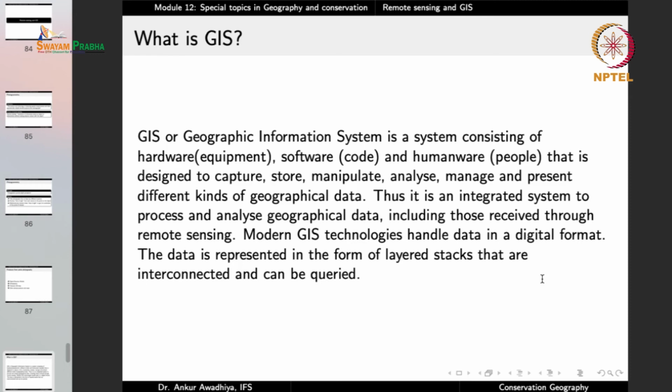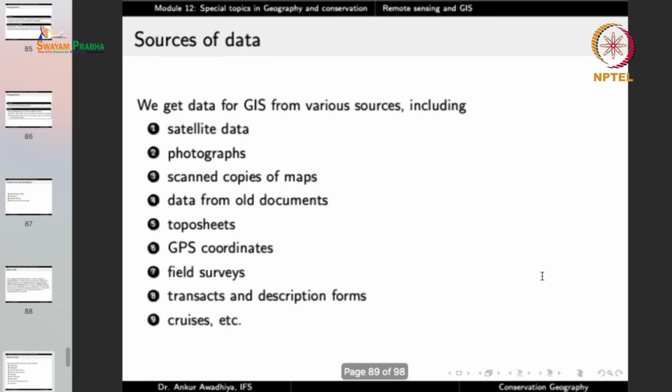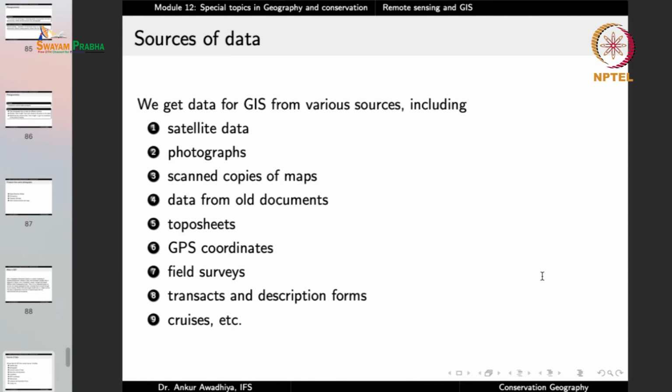Modern GIS technologies handle data in a digital format, and the data is represented in the form of layered stacks that are interconnected and can be queried. And the sources of data include satellite data, photographs, scanned copies of maps, data from old documents, topo sheets, GPS coordinates, field surveys, transits, description forms, cruises, and so on.